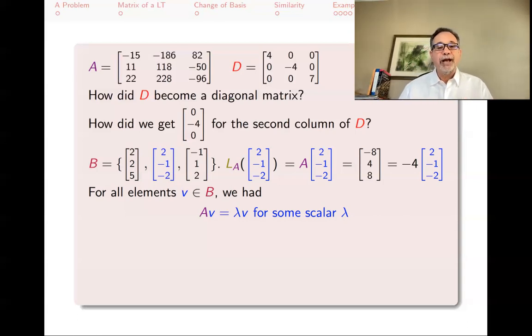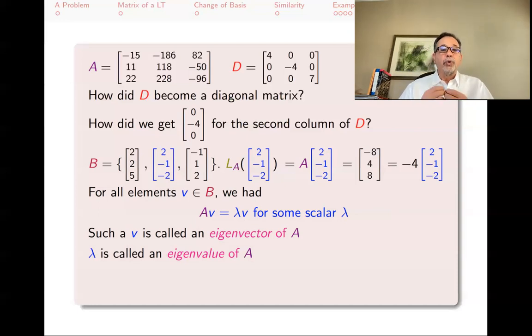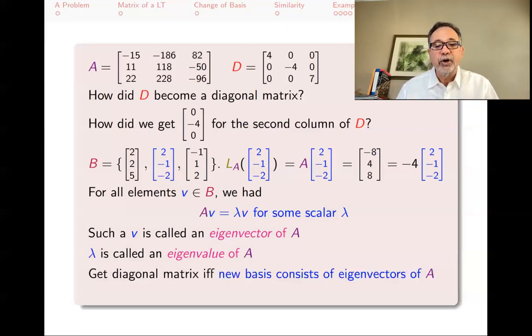Now, you won't want the 0 vector in your basis, so V had to be non-zero. A times 0 also has this property, but that's no good. So whenever you have a non-zero vector V such that AV is lambda V for some scalar lambda, then V is called an eigenvector of A, and lambda is called an eigenvalue of A, an eigenvalue corresponding to the eigenvector V. And for us to get a diagonal matrix, what we needed was a basis consisting of eigenvectors of A.